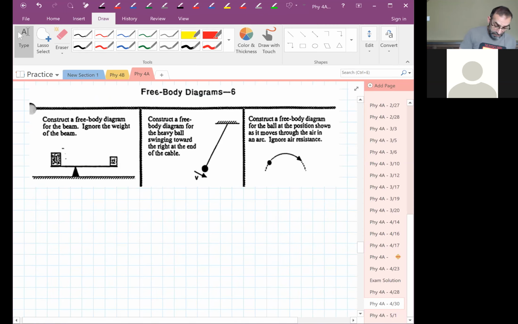So draw the beam, and then draw all the forces acting on the beam at the location where they're interacting with the beam.